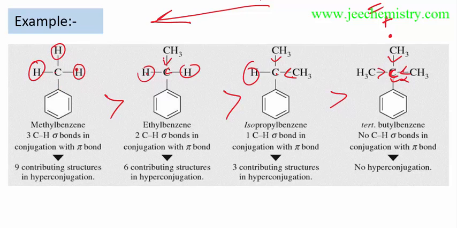By hyperconjugation, it releases the electrons of the sigma bond. This is a sigma bond. The sigma bond electrons will be released to this compound.